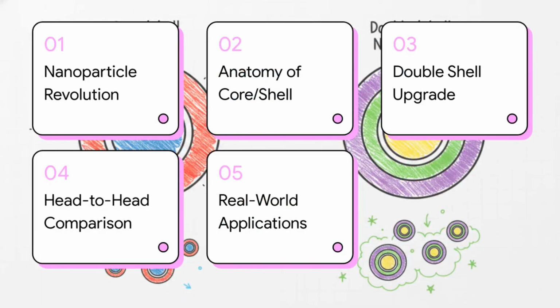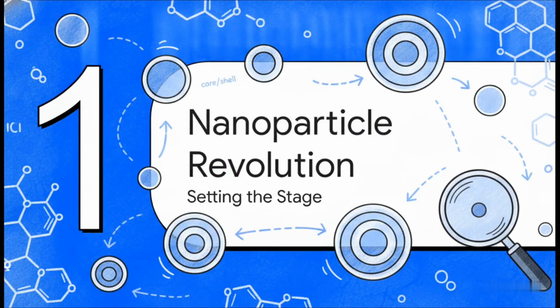All right, here's our roadmap for today. 1. The nanoparticle revolution. 2. Anatomy of core/shell. 3. The double shell upgrade. 4. Head-to-head comparison. And 5. Real-world applications. Let's dive right into part 1, the nanoparticle revolution, setting the stage.